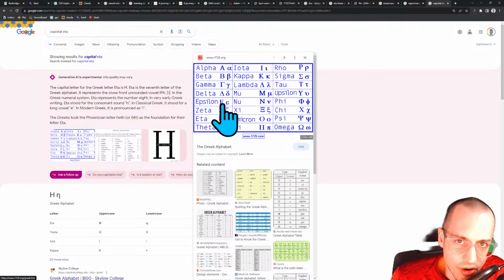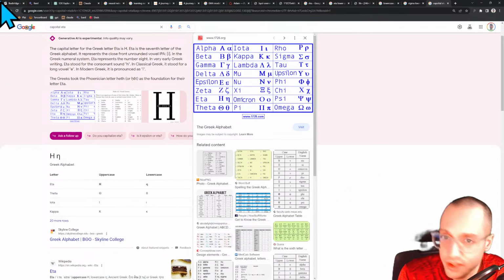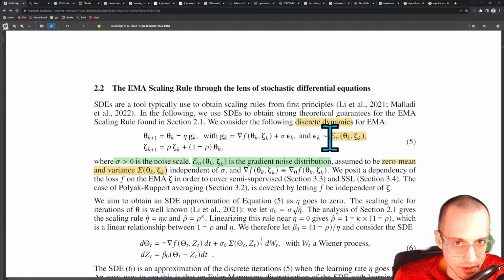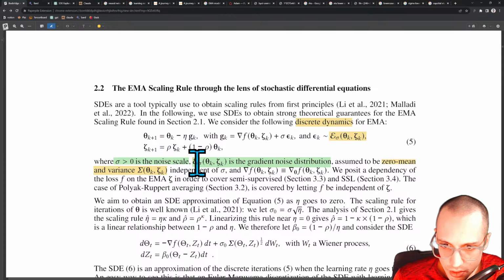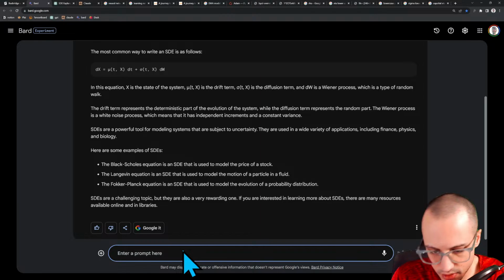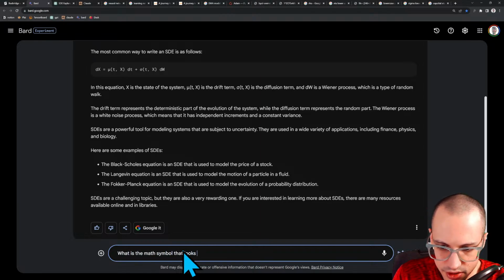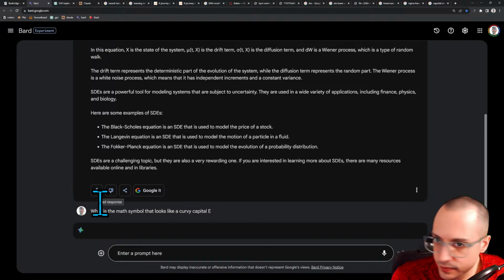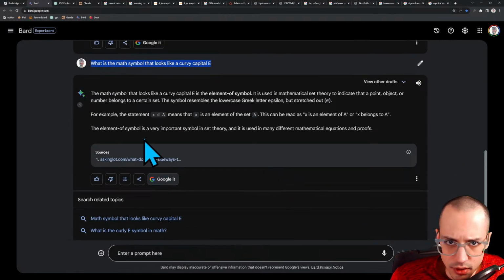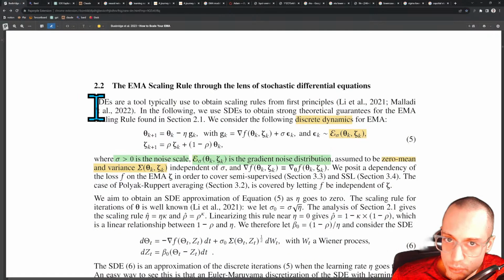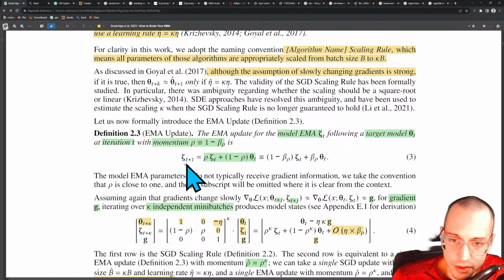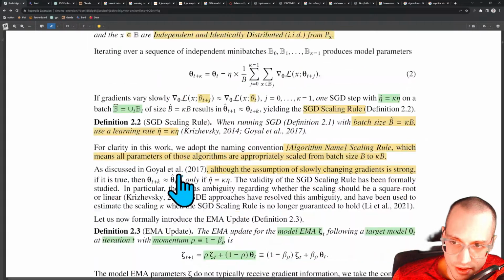Capital epsilon is the hard E. Capital sigma is the E with the triangles. But what is the E that is curvy, right? What should we call that? What is the math symbol that looks like a curvy capital E? Do you guys know this one? How good is your math symbols? That's not the one I want. Element of. Bard thinks I'm talking about this term here, or this one. Element of this symbol, but that's not the symbol I'm talking about. I'm talking about this one.